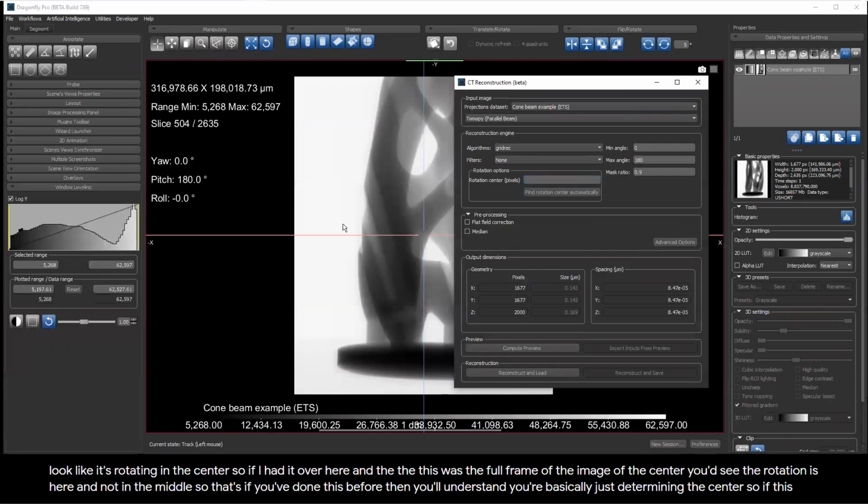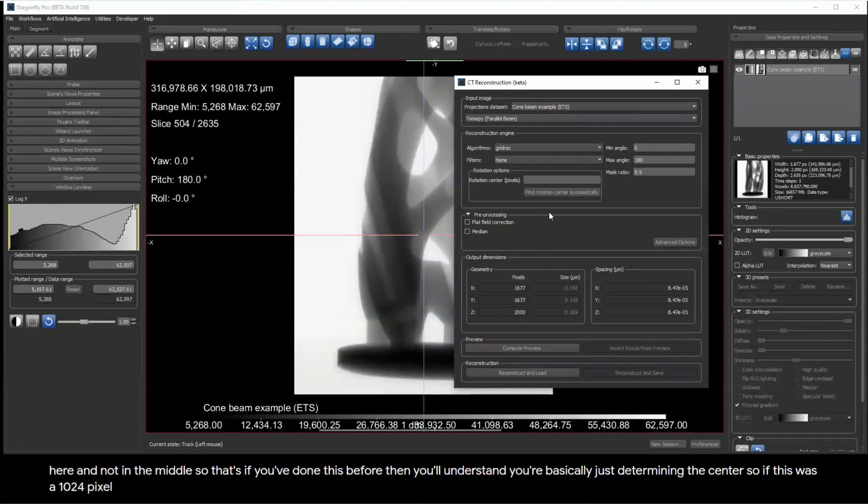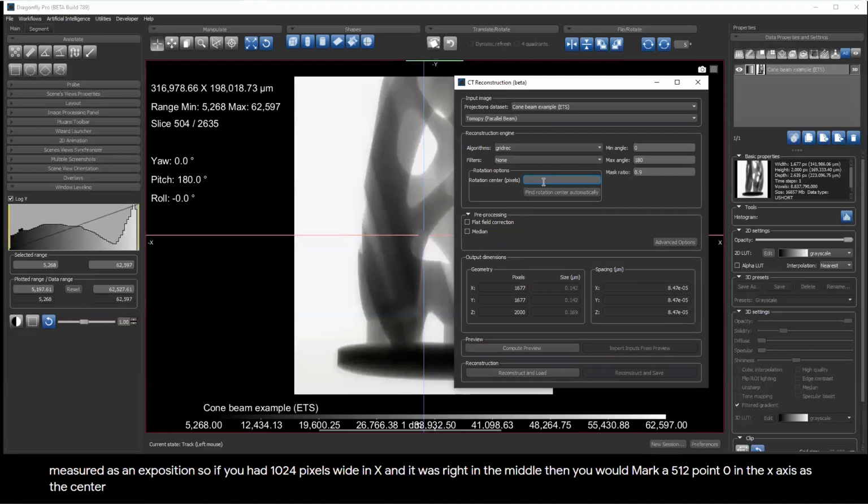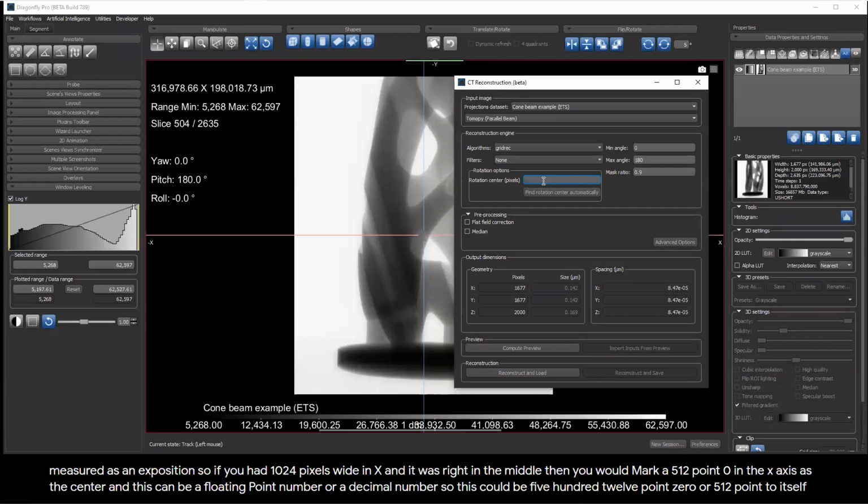So if this was a 1024 pixel image in the x-axis, we're trying to determine the position of the y-axis, and of course that's going to be measured as an x position. So if you had 1024 pixels wide in x and it was right in the middle, then you would mark 512.0 in the x-axis as the center. And this can be a floating point number or a decimal number, so this could be 512.0 or 512.2, etc.